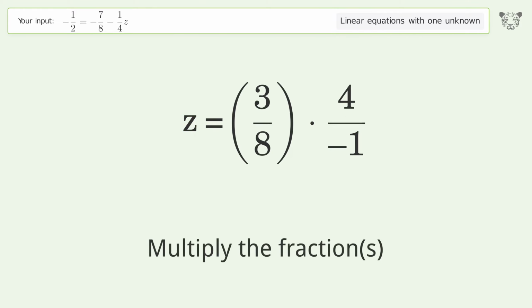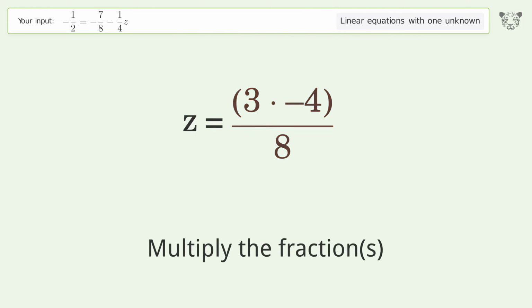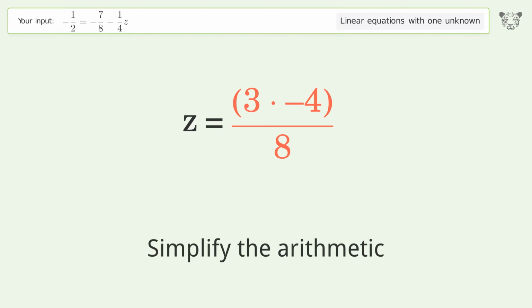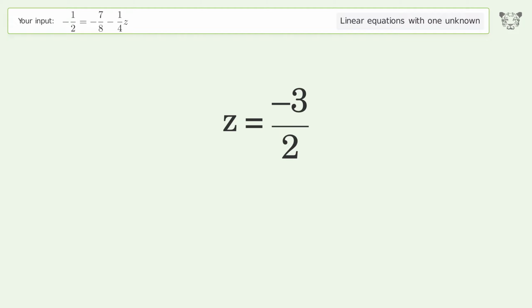Multiply the fractions. Simplify the arithmetic. And so the final result is z equals -3/2.